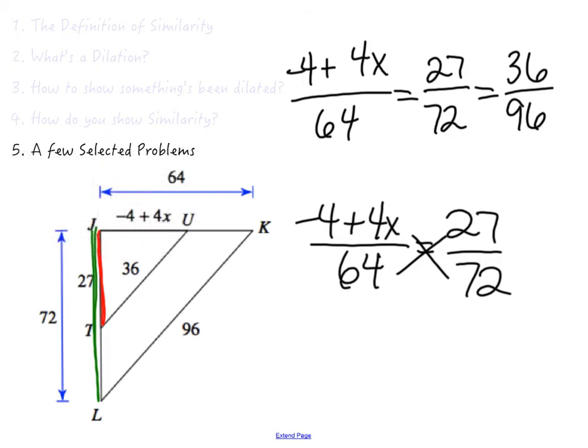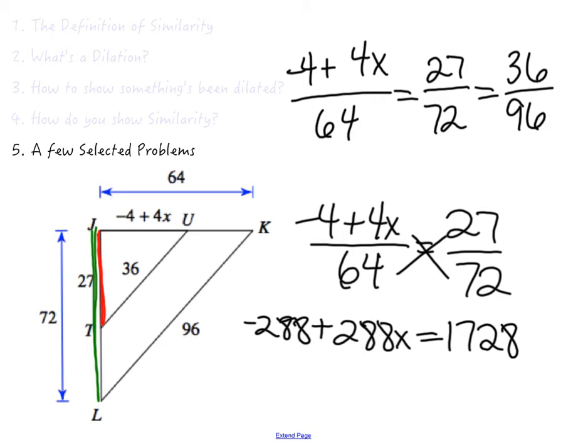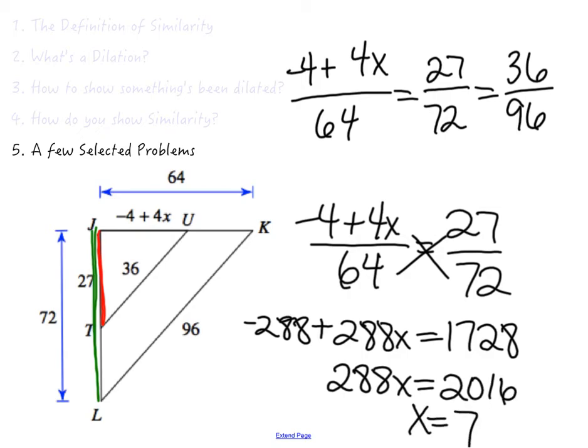Correct. I got a calculator here. Okay. So that'd be -288 plus 288x, and that should be equal to 1728. So one more step down, that'll give you 288x is equal to 2016, which when you solve it, that makes it 7. Okay, so now x equals 7.